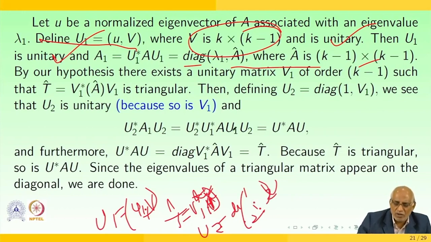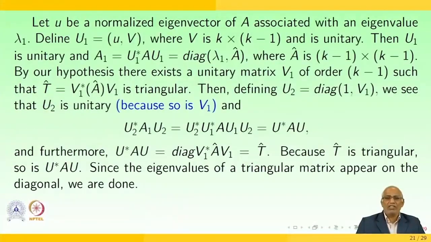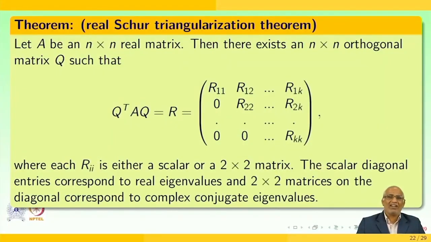So therefore, we were able to arrive at this. Since the eigenvalues of the triangular matrix appear in the main diagonal, we are able to prove this theorem. So we will now see real Schur form triangularization, and how it is different from the complex Schur triangularization.